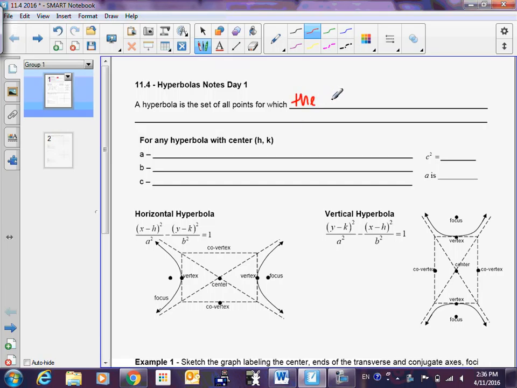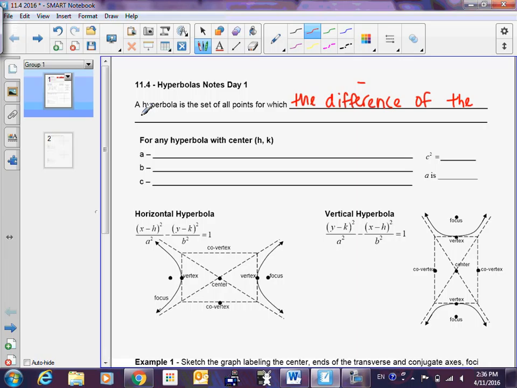The difference, and what does difference mean in this context when I say the difference of? Like what mathematical operation? Subtract. So the difference of the distance to two fixed points. And what are we going to call those fixed points? They're the focus. Plural, foci. That's usually what I use, although there are other words.